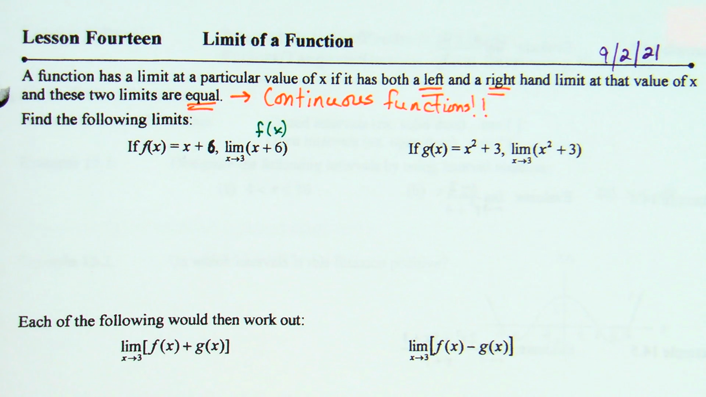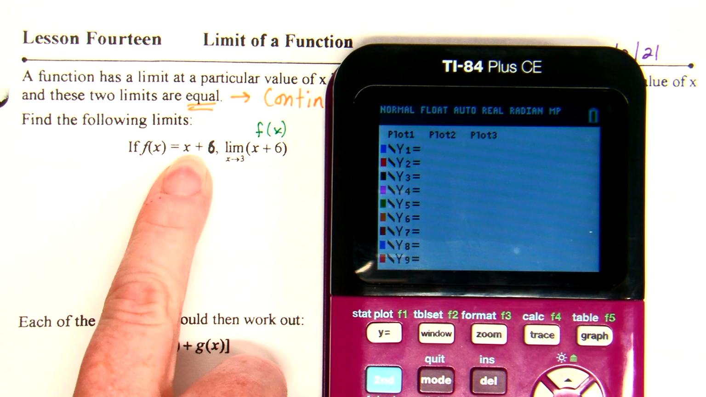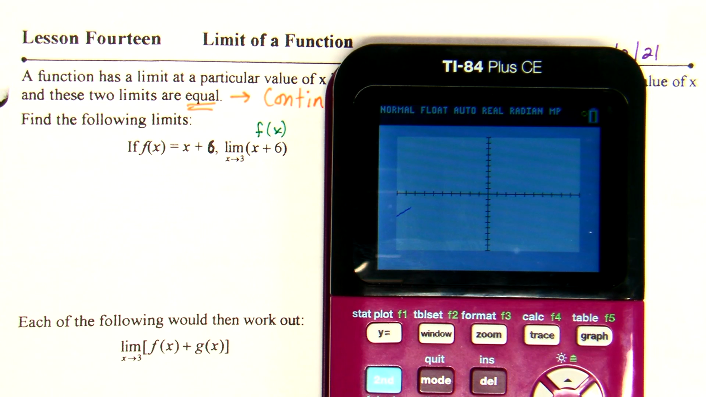One option is you can graph it. For the beginners, we're going to graph it, but in all honesty, that's way too hard of work for this problem. You'll see why in a moment. So if we graph f of x equals x plus 6, you know x plus 6 is a straight line, mx plus b.